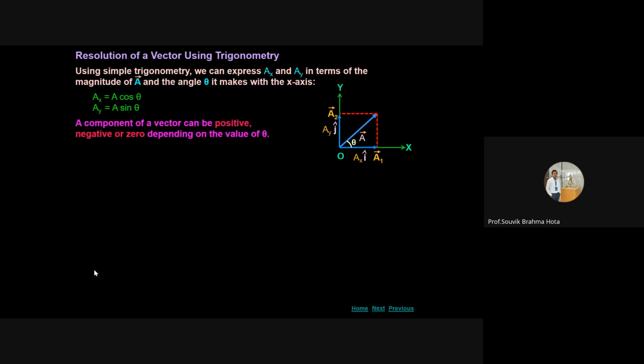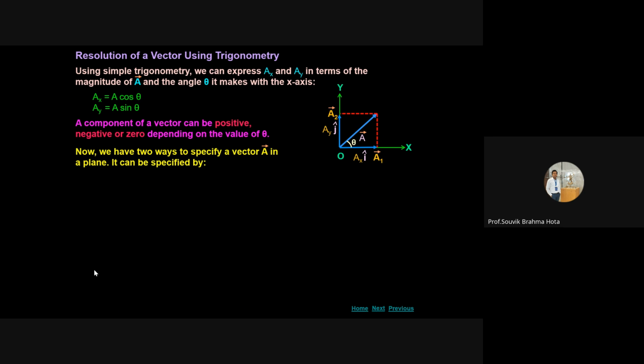Now the component of the vector can be positive, negative or zero depending on the value of theta. If theta is 90 degrees, the sine component will be there, but the cosine component is 0. If I consider theta to be 0 degrees, the cosine component is there, but the sine component becomes 0.